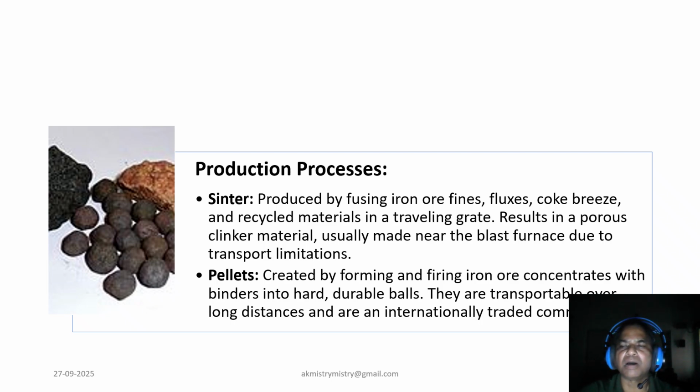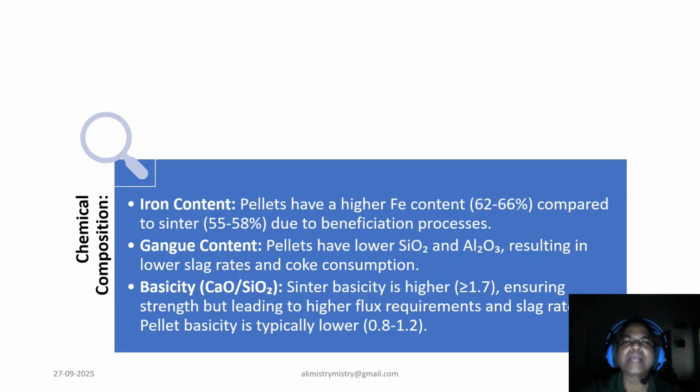Now, let's look at their chemical makeup. A major difference is the iron content. Pellets have a significantly higher iron content, typically between 62 to 66% compared to sinter's 55 to 58%. This is a direct result of the beneficiation process that pellets undergo.